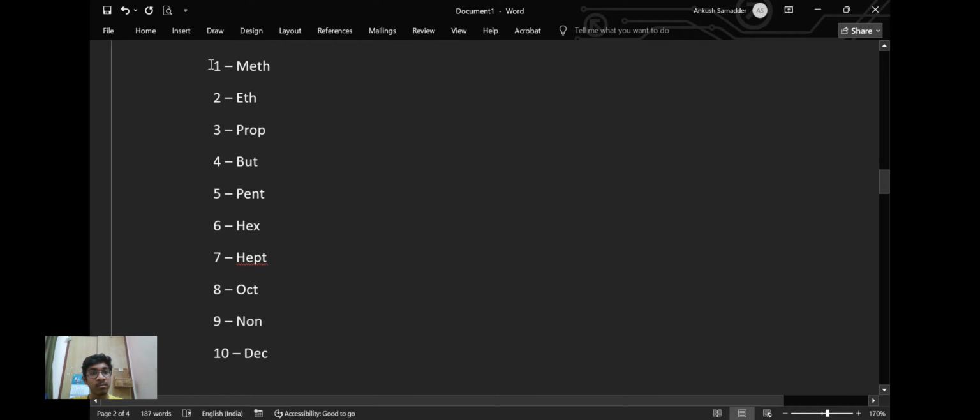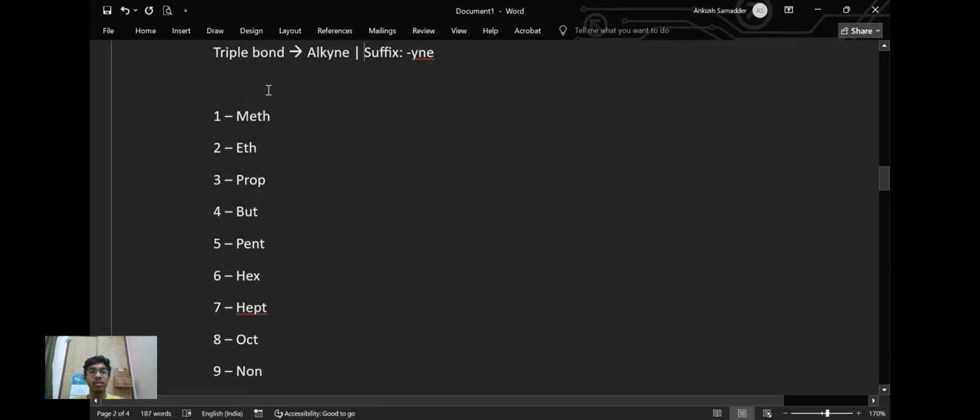and when there is one carbon, meth will be used. Two carbons eth, three carbons prop, four carbons but, five carbons pent, six carbons hex, seven carbons hept, sorry, eight carbons oct, nine carbons non, and ten carbons dec. So these things you have to remember.